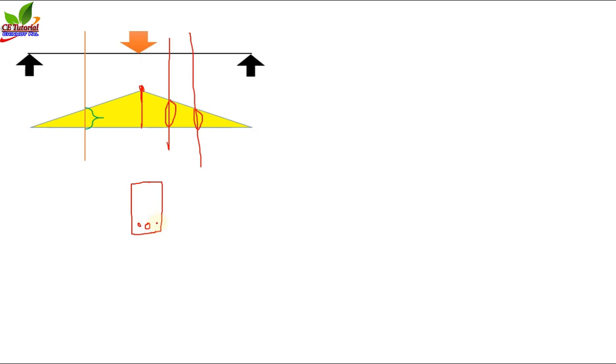That means to resist this maximum bending moment, suppose this is the cross section, and if I consider this cross section of the beam, then this is the value of the bending moment. Suppose you design against this bending moment, you can find, suppose this is the cross section.